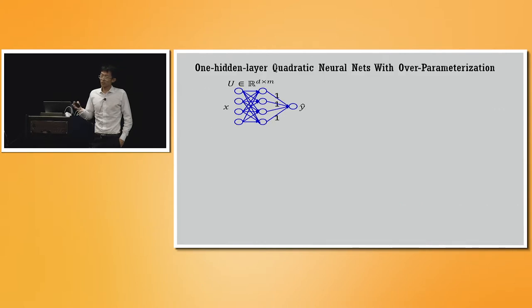All right, so in the next few slides, I'm going to talk about this work on one hidden layer quadratic neural networks with over-parametrization. The setup is very simple. We have a neural network. Actually, only the first layer is unknown. We have a weight matrix that maps dimension d to dimension m. And the second layer is assumed to be all ones, not unknown.